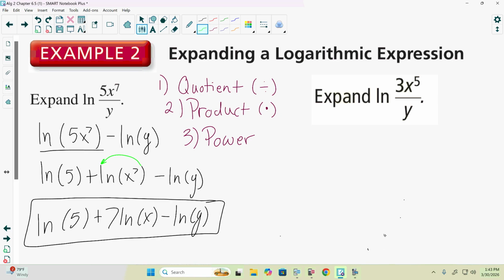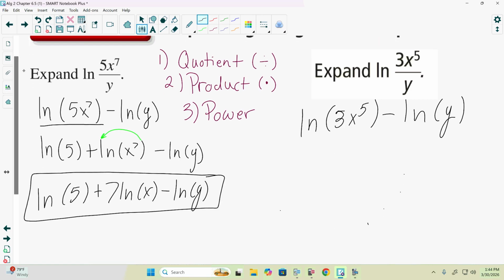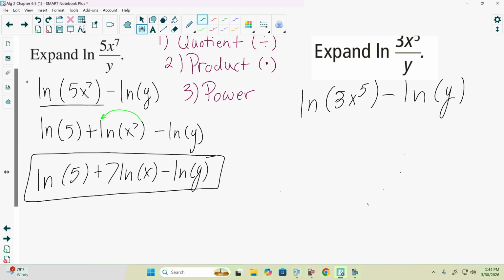All right, let's look at problem number 2. So we want to expand the natural log of 3x to the 5th over y. So again, focus up here, guys. We do the quotient property first. So we'd have the natural log of the numerator, 3x to the 5th, minus the natural log of the denominator, which would be the natural log of y. Quotient property says we can take the natural log of the top and subtract from it the natural log of the denominator at the bottom.